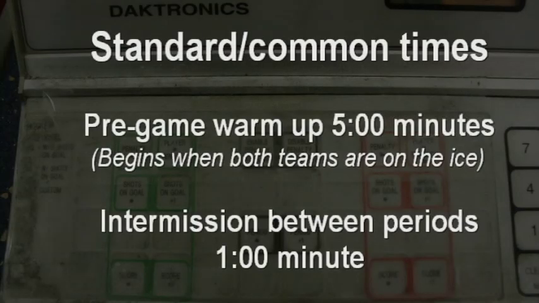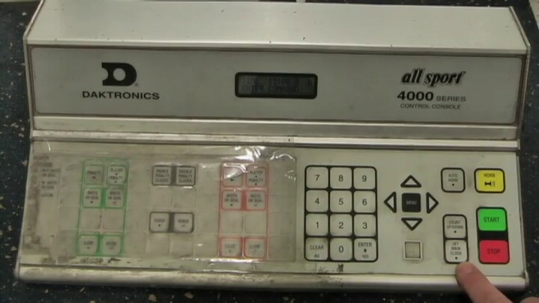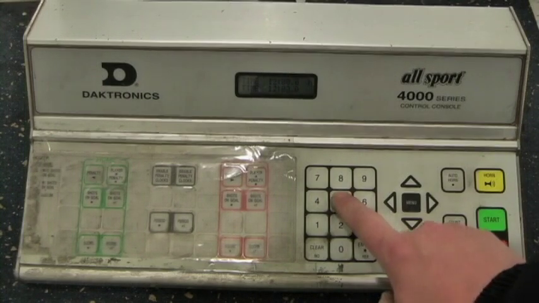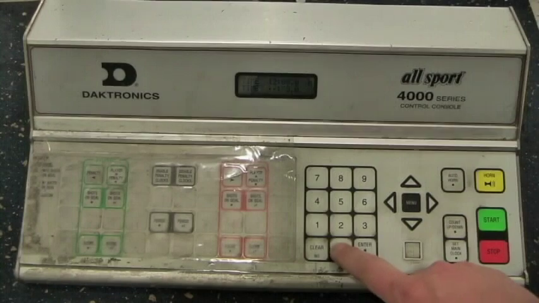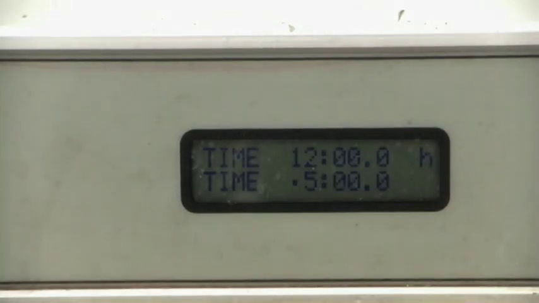Before the game, find out how long the warm-up, the periods, and the intermission between periods are supposed to be, as some of these times differ from age group to age group. The warm-up is usually 5 minutes, so here we will first set the main clock to 5 minutes. To set the main clock, push the button labeled Set Main Clock.